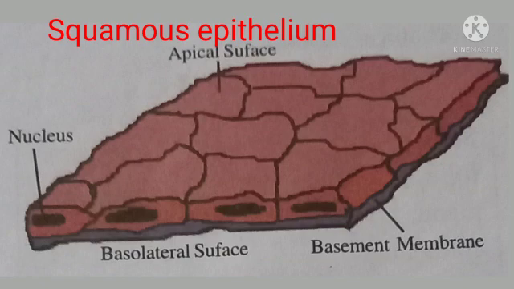It is thin and flat. It forms a delicate lining. It is located in the esophagus, lining of mouth, lining of blood vessels, and lung alveoli. It transports substances selectively through a permeable membrane. Especially in the skin, these cells are arranged in the form of layers. So this is called stratified squamous epithelium.